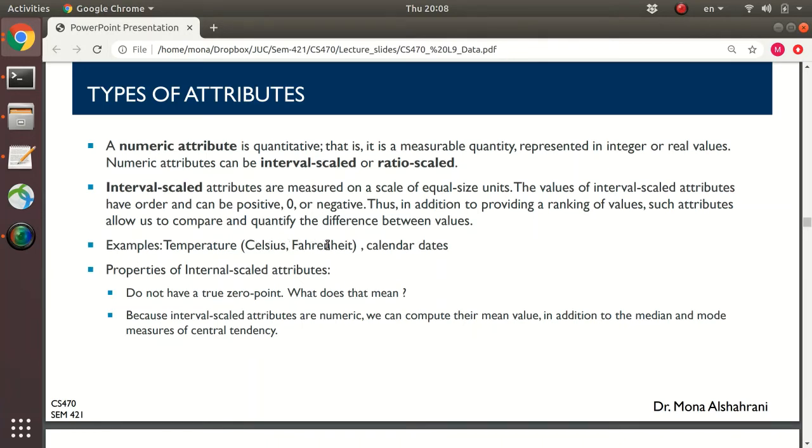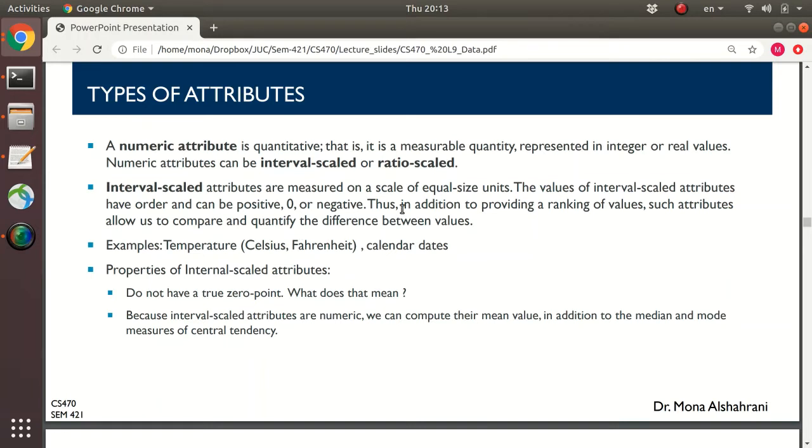And this makes it difficult or impossible to represent the values of these attributes as multiples of each other. So, for example, we cannot say that 10 Celsius is twice as warm compared to 5 Celsius. In other words, the absence of a true 0 point does not allow us to represent the values of these attributes as ratios.